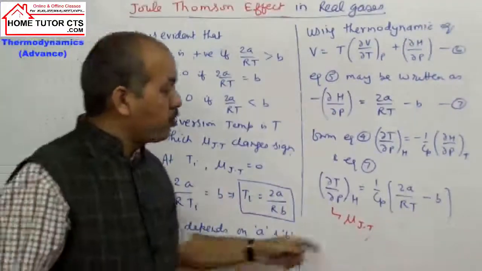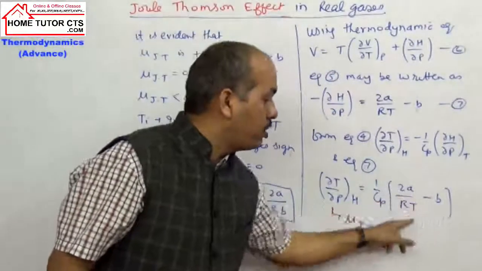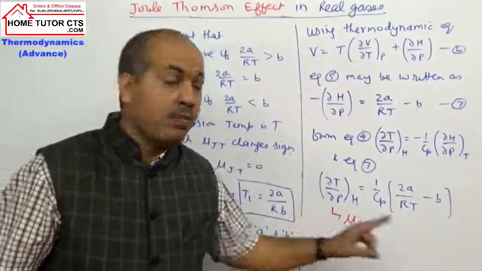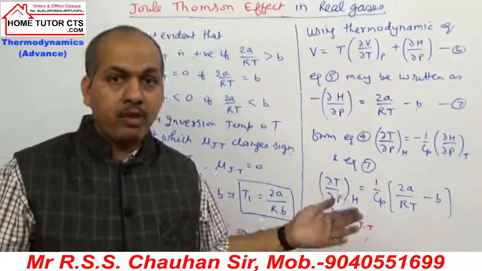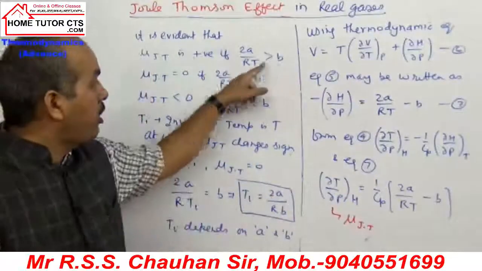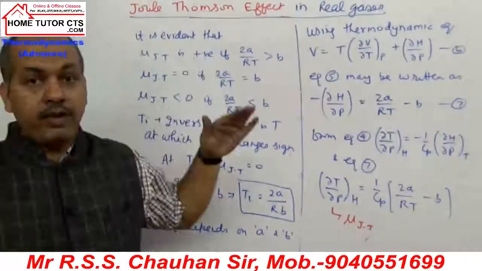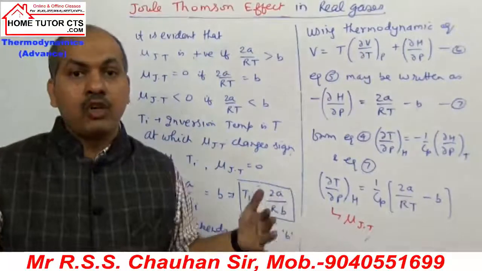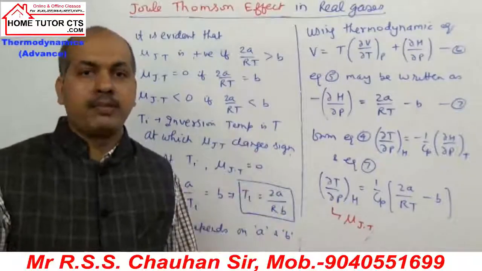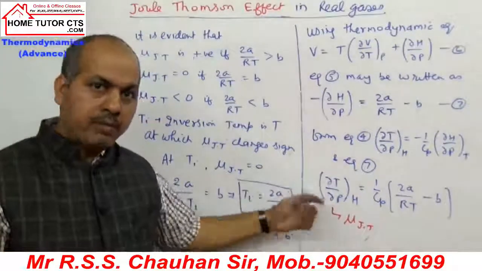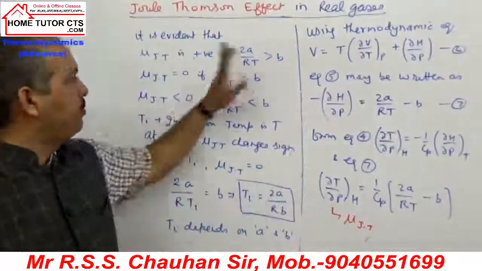When mu Jt is positive, that is, when 2a upon RT is more than small b, then mu Jt is positive and the real gas will show cooling on expansion. What happens to both signs? Both signs will be negative, so the ratio becomes positive there.